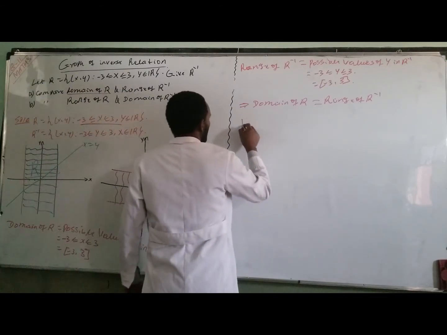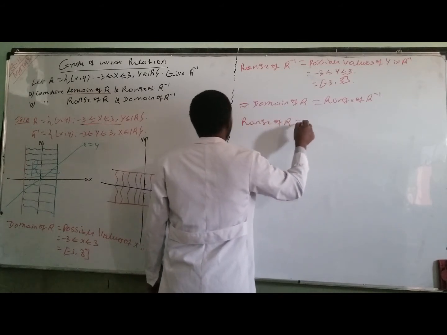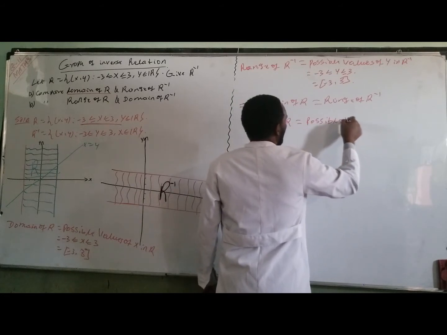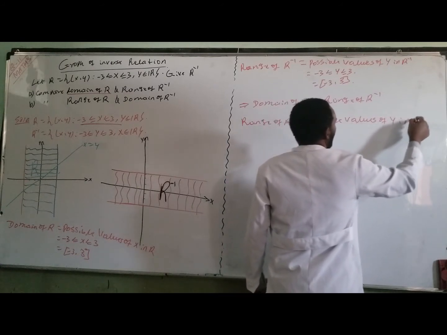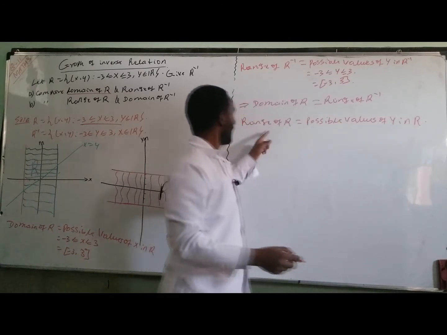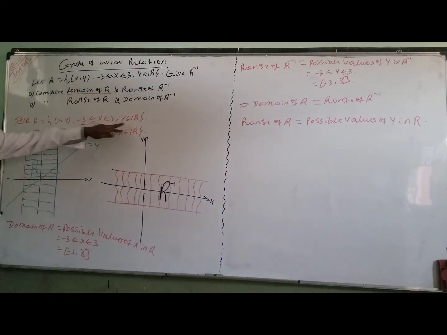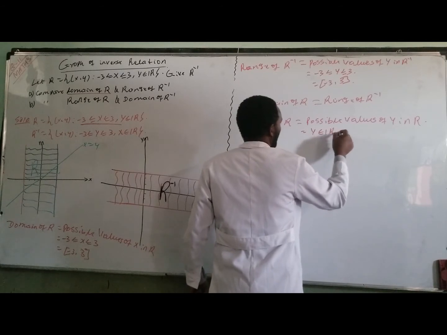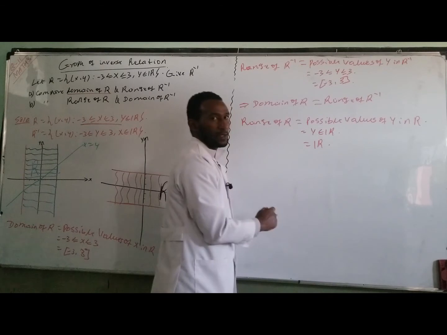When we find the range of R, it is equal to the possible values of Y in R. Range of R means possible value of Y in R, which means Y is an element of real numbers. Therefore, our range of R is R, or all real numbers.